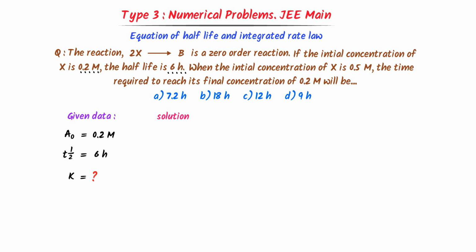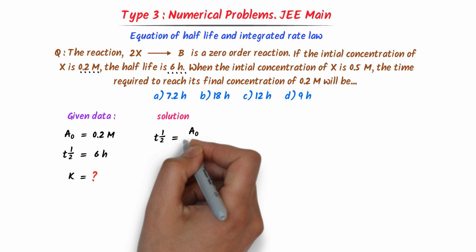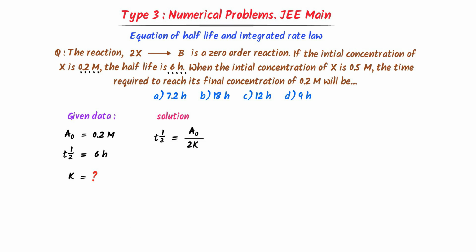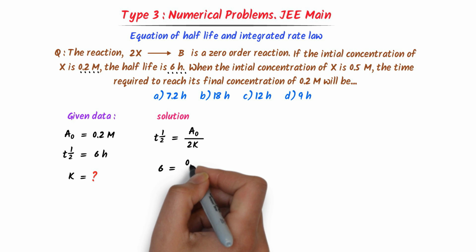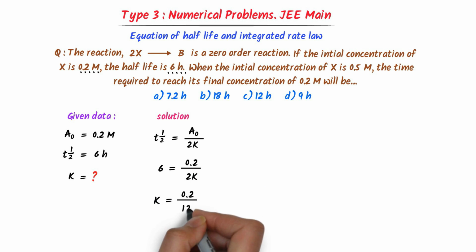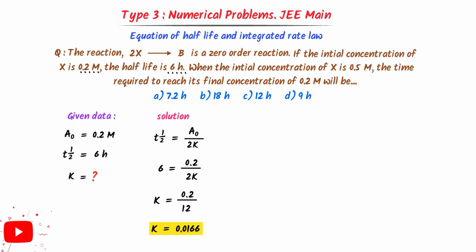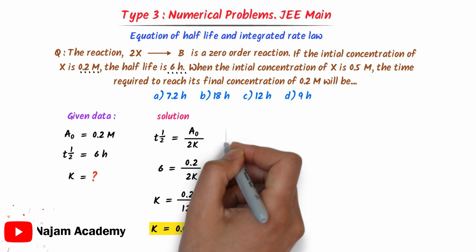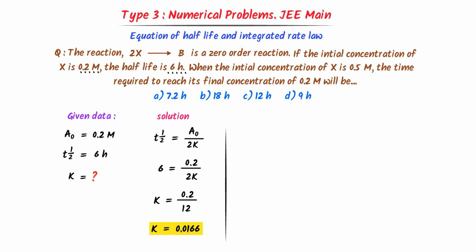According to the half-life equation, half-life is equal to A naught upon 2K. I plug in all these values in this equation. I get 6 is equal to 0.2 upon 2K, or K is equal to 0.0166. This is the value of K for this reaction. Secondly, according to the given statement, when the initial concentration of X is 0.5 M, the time required to reach its final concentration of 0.2 M will be dash.